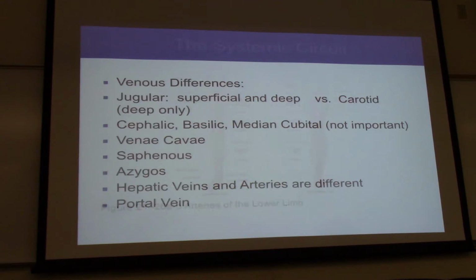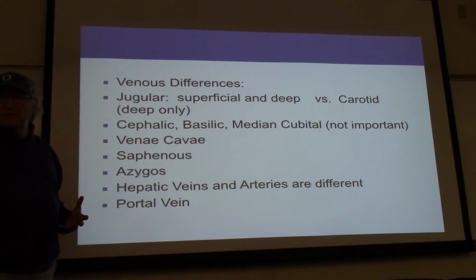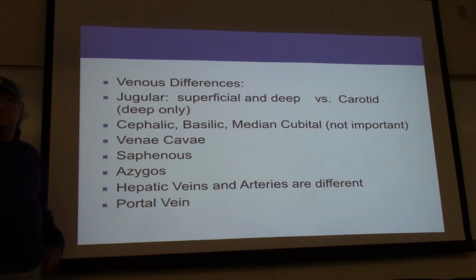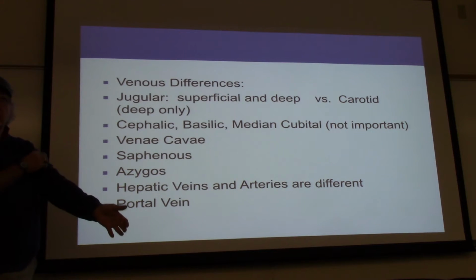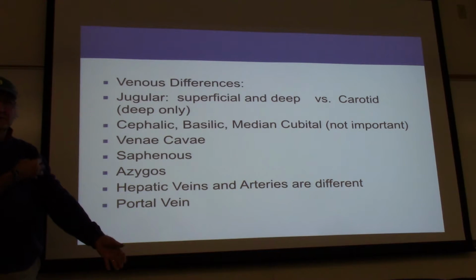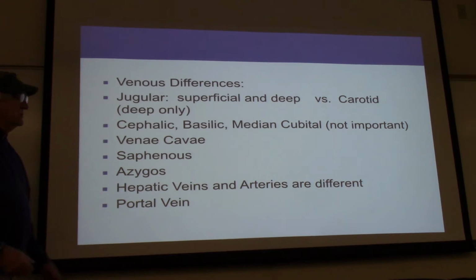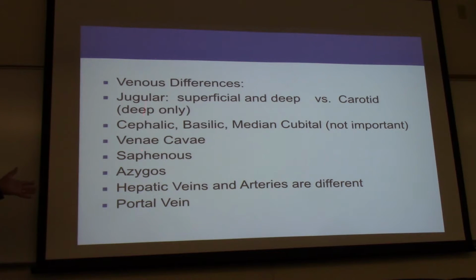I think we've talked enough about the leg arteries already. On your list there, you'll see that you don't really have to know any of the names of any of the veins because they're all the same. You know, brachial artery has a brachial vein. Axillary artery has an axillary vein. And that's true of your whole body except for these exceptions right here.